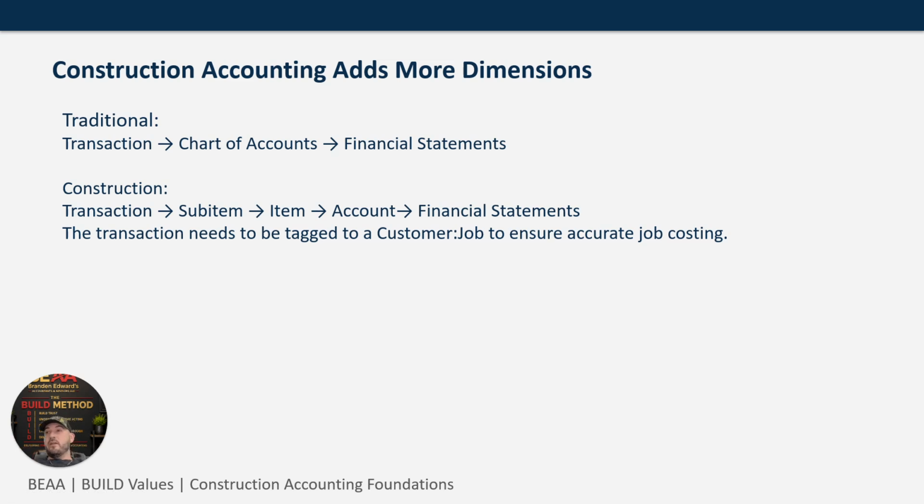Now, every single transaction that is an item is always going to be job costed. That means it needs to have a customer and job in that line in QuickBooks. If not, it's never going to exist, and that's policy of the firm: we're never going to have an item that's not job costed.